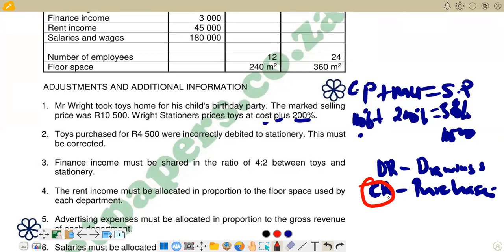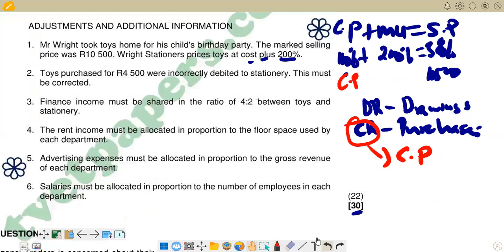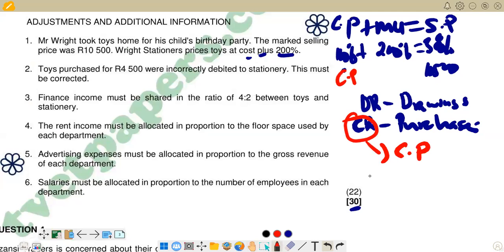We are going to credit purchases at cost price, and the cost price is here. We are not given the cost price, but we are given the selling price, which represents our 300%, and our cost price is 100%. So to get our 100%, we can just use simple proportion. We are given 300 equal to 10,500, so 100 is the figure that we are looking for.